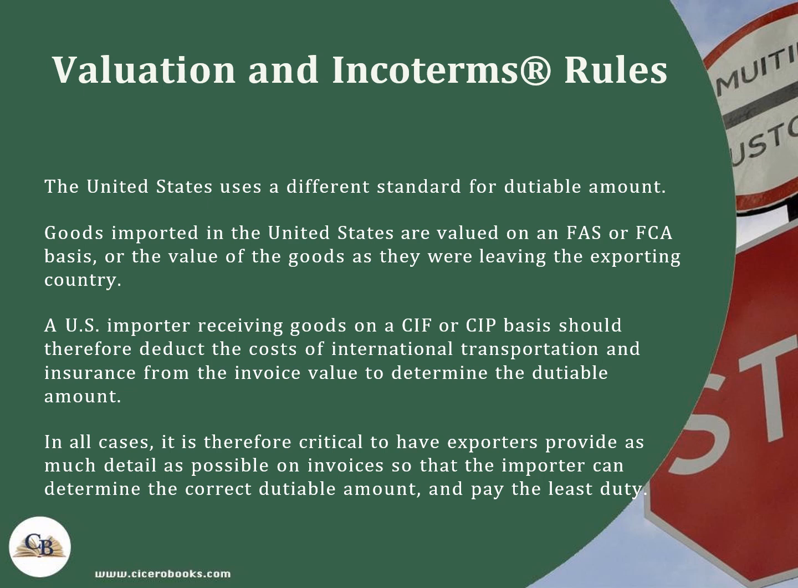It uses a different standard for dutiable amount. Goods imported in the United States are valued on an FAS or FCA basis, or the value of the goods as they were leaving the exporting country. A U.S. importer receiving goods on a CIF or CIP basis should therefore deduct the cost of international transportation and insurance from the invoice value to determine the dutiable amount.